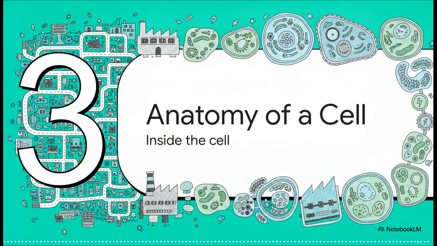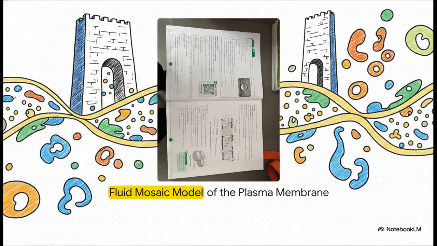All right, Section 3, Anatomy of a Cell. Let's take a peek inside. If you want a really great mental model for your NEAT foundation, try treating the cell like a bustling, microscopic city. It's got borders, a control center, busy factories, the whole shebang. Every city needs a protective wall and gates, and for the cell, this is the plasma membrane.